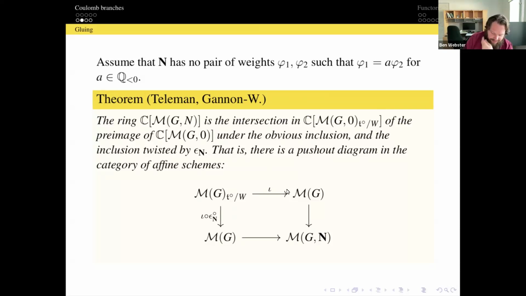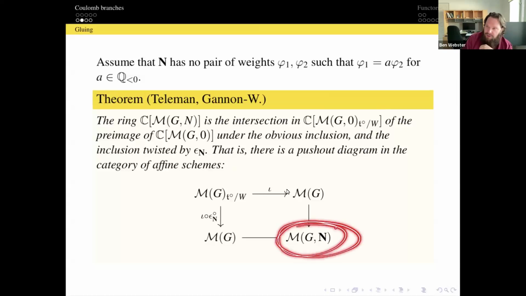You can say this in a slightly more geometric way. This is a statement about algebras, and you can turn that into a statement about affine schemes. So I have a copy of MG, I have a copy of MG. I can map in this open subset in two different ways: the obvious way and the way twisted by this automorphism.